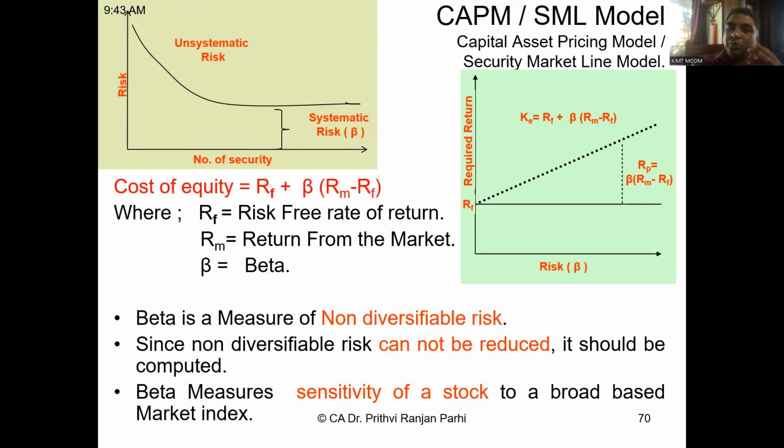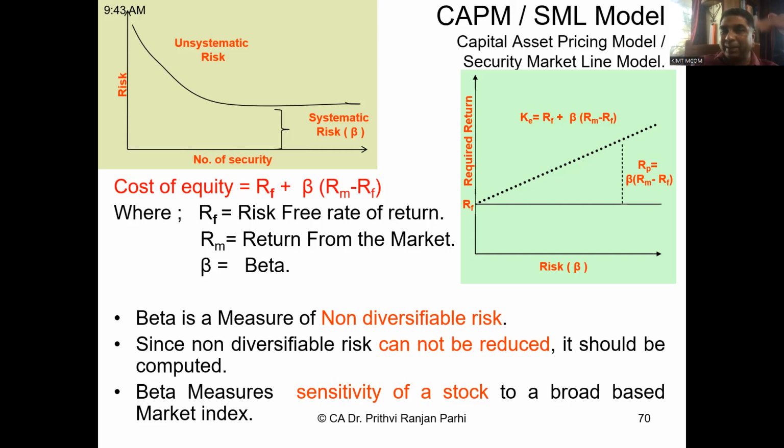The risk which can be reduced should be reduced, and the risk which cannot be reduced needs to be measured. So this systematic risk is measured by using a factor called beta. As you know, risk means fluctuations from the expectation: what you are expecting and what you are getting. If there is a difference, that is called risk.